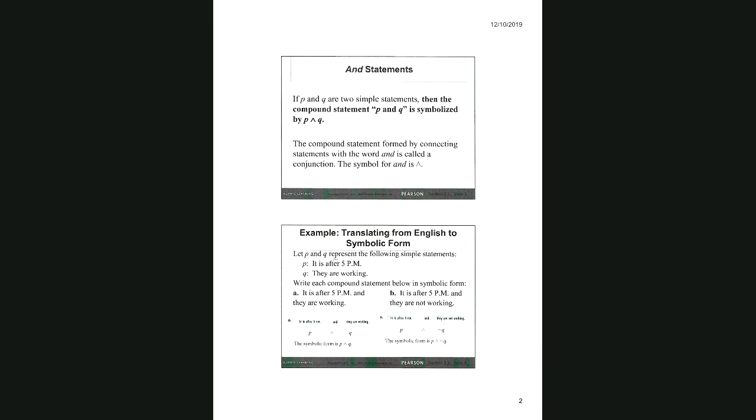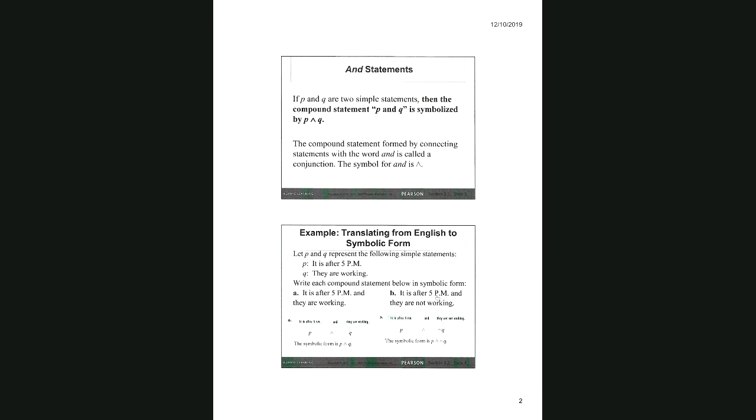Now we have: let P and Q represent the following simple statements. P, it is after 5 p.m. Q, they are working. So we write it in symbolic form. We want it is after 5 p.m. and, so all you need is the and symbol, and they are working. So this is a symbolic form. And again, if I'm going too fast, you are welcome to stop, pause, rewind, fast forward, whatever you need to do.